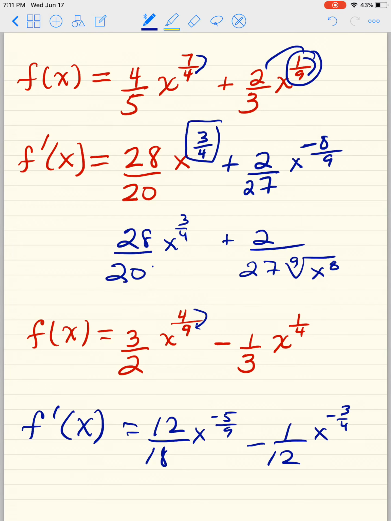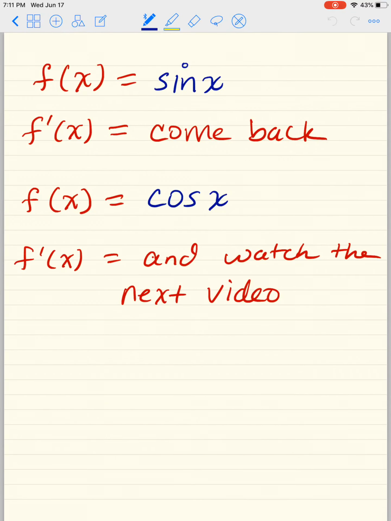All right, so that's how we do the power rule. What is the derivative of f of x equals sine x? F prime of x equals, come back. F of x equals cosine x. F prime of x says, and watch the next video.